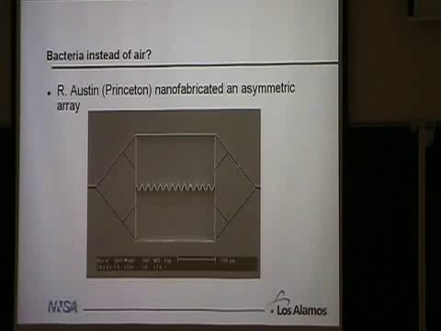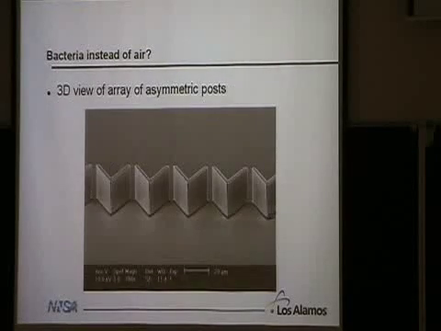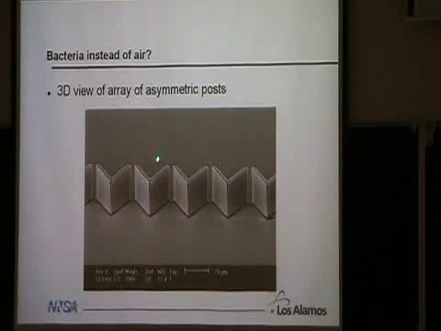This is what Bob Austin did. And he doesn't exactly motivate very clearly why they decided to do this, but it's quite a nice experiment now that they've done it. They made a nanofabricated array of these little barriers, and you can see that they're asymmetric. So let me zoom in so you can see there's actually a hole in between each of these posts, so the bacteria will be able to go through. And you might look at this and say, well, it should be easier for the bacteria to go this way than that way, in principle.